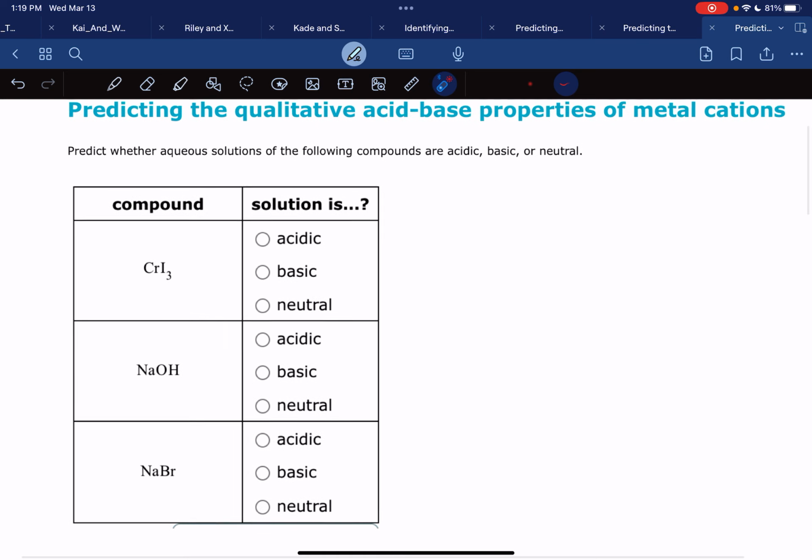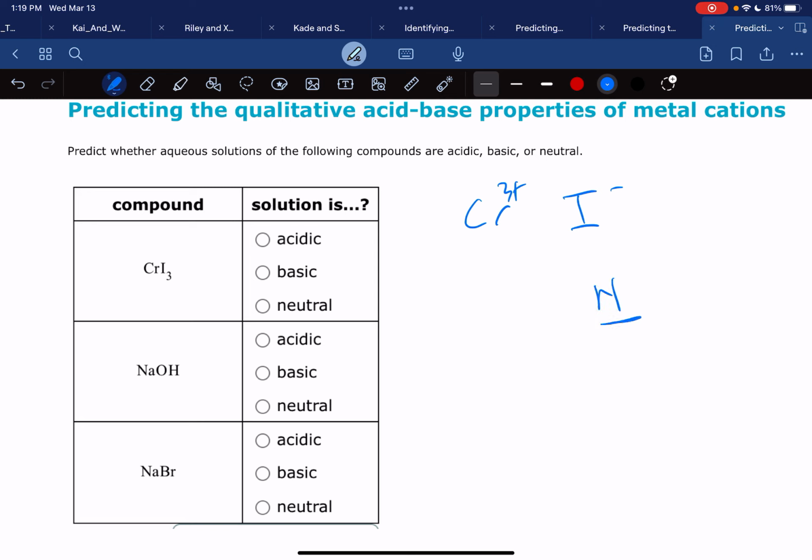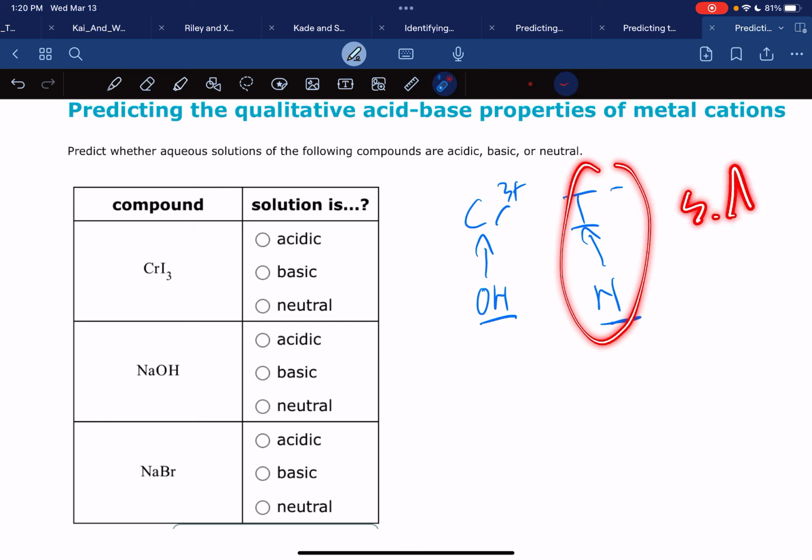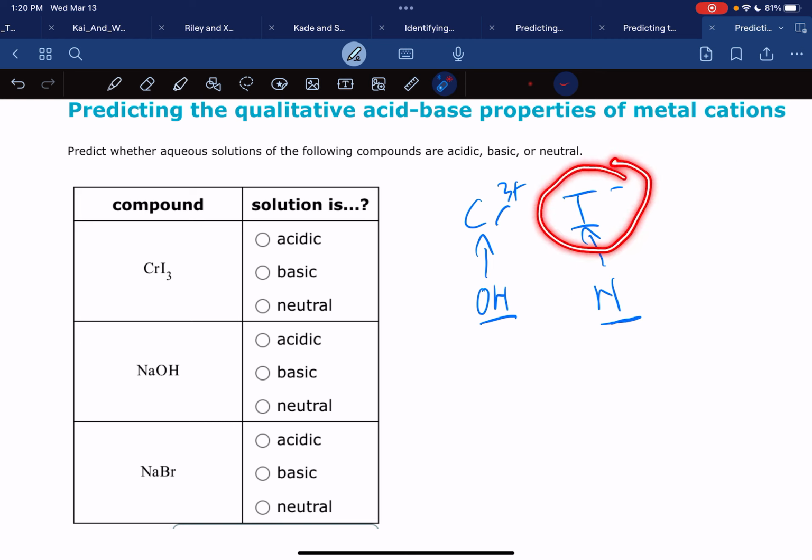So I'm going to start off here with CrI3, and I'm going to show you a little bit of a trick. We have Cr3 plus and we have I minus. The trick is to put an H in front of your anion and put an OH on the back end of the cation. If we put an H in front of I minus, that, my friends, is a strong acid. What does that mean for us then? That means that the I minus is a pathetic base, which means it is not going to contribute at all to whether or not something is acidic or basic.